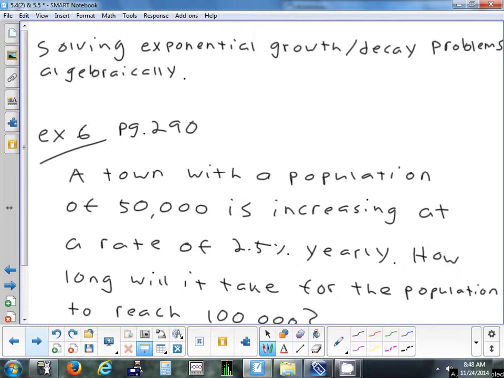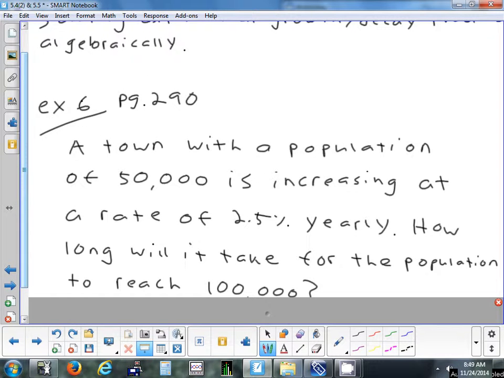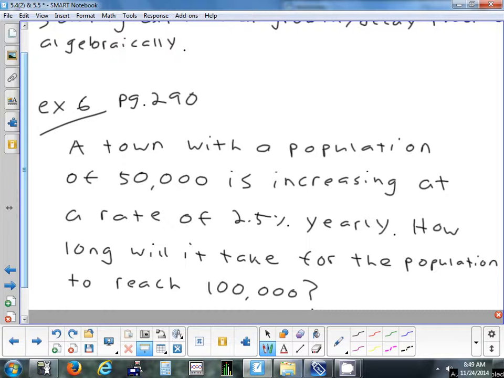Okay, we looked at this problem once already. We already have the answer to it back in another section. The way we solved it before was with graphing. We would graph an exponential growth curve, we'd graph a horizontal line, and we looked where they crossed. Well, now that we know logarithms, we can solve this algebraically. So we have a town that has an initial population of 50,000, going up at 2.5% a year. I want to know how long will it take to reach 100,000 people?